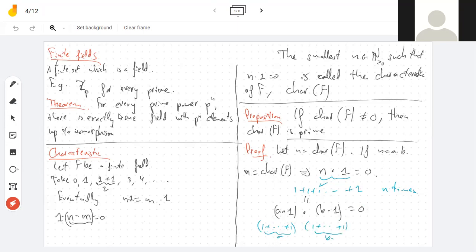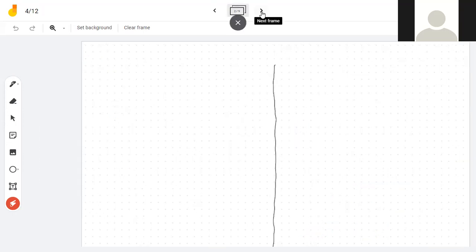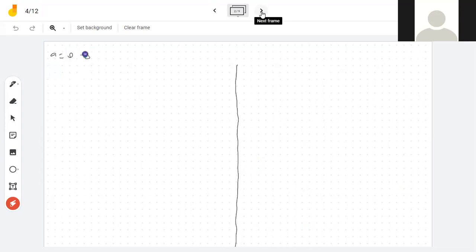So now I have a product of two things which equals 0, so one of them has to be zero. One of the factors of the characteristic is zero, but the characteristic is not just any number. It's the smallest natural number which is zero in this field. So if n is the smallest number of ones that makes a zero, but I know that a or b makes a zero, if a makes a zero, that means that a is at least n.